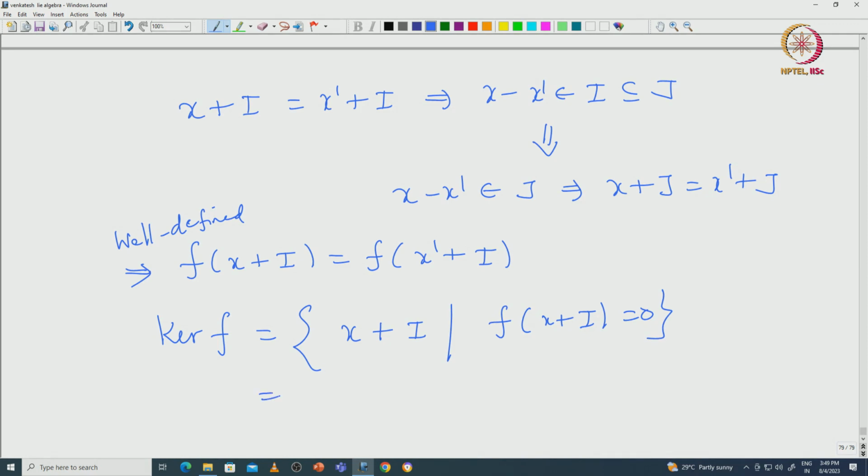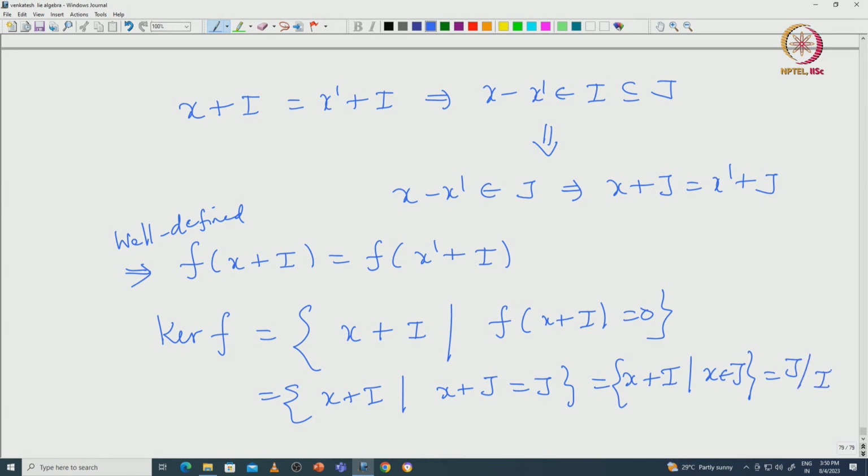Okay. But what is it? These are those x plus I such that the image, which is nothing but x plus J, should be equal to J. So, that means these are those x plus I such that x is in J. So, that is just J modulo I. Okay. So, it is an immediate computation that the kernel of f is nothing but J modulo I.